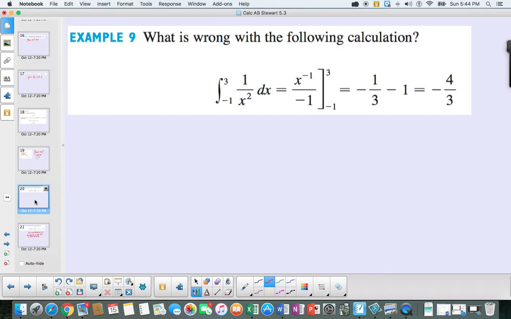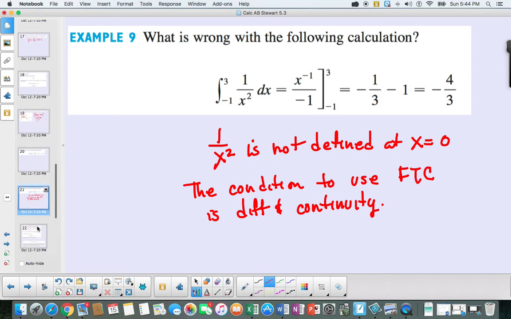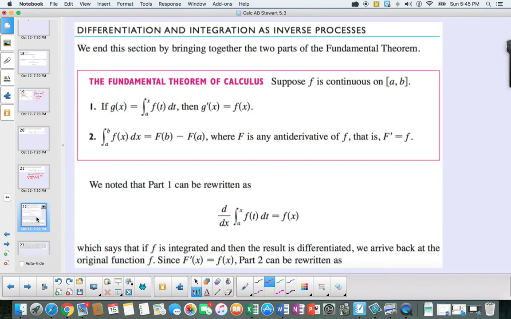What's wrong with the following calculation? Stop the screencast, think about it, and then look at the answer. And the answer is 1 over x squared is not defined at x equal to 0. The condition to use the fundamental theorem of calculus is differentiability and continuity, and we don't have that in this interval.